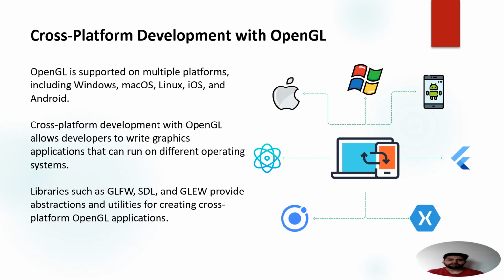Cross-platform development with OpenGL. OpenGL is supported on multiple platforms, including Windows, Linux, iOS, and Android. Cross-platform development with OpenGL allows developers to write graphics applications that can run on different operating systems. Libraries such as GLFW, SDL, and GLEW provide abstraction and utilities for creating cross-platform OpenGL applications.